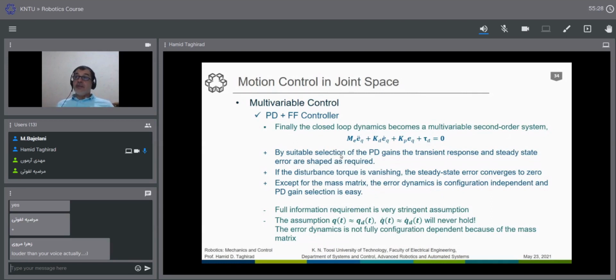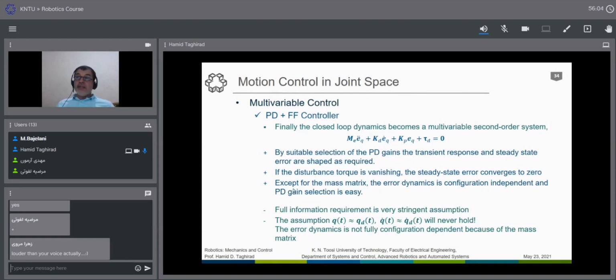So by suitable selection of the PD gain, the transient response and the steady state error are shaped as required. We can have zeta and omega in here. The disturbance is always annoying. If this disturbance is vanishing, it will be reduced to zero as time evolves, and then you have zero steady state error. If it is not vanishing, then the steady state error is not zero.